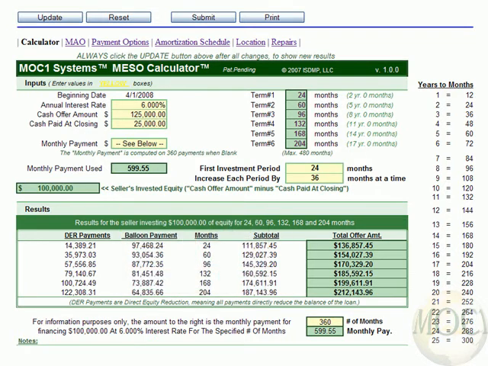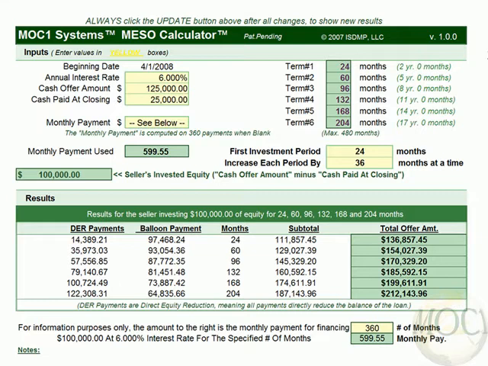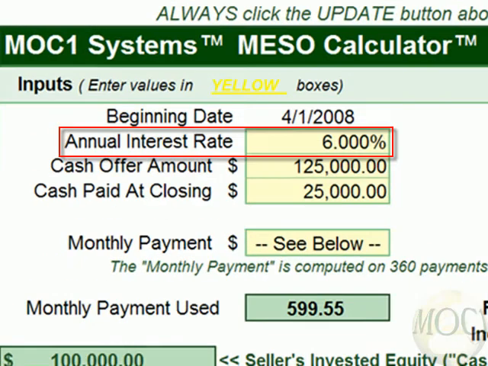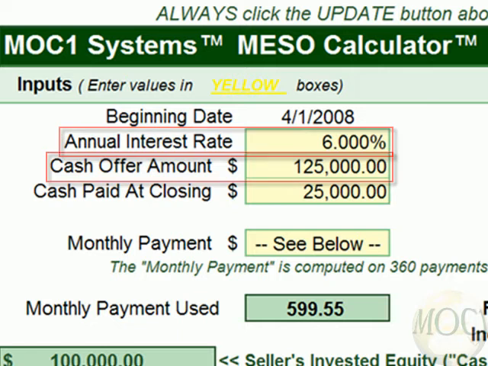The system allows even those very new to the real estate profession to be up and running right away and submitting professional offers. To compute the up to 6 offer amounts at once, the only boxes that need input are the annual interest rate, the cash offer amount, and the cash paid at closing. The annual interest rate is what you and/or the seller would consider to be an acceptable rate of interest for the repayment term of the loan.